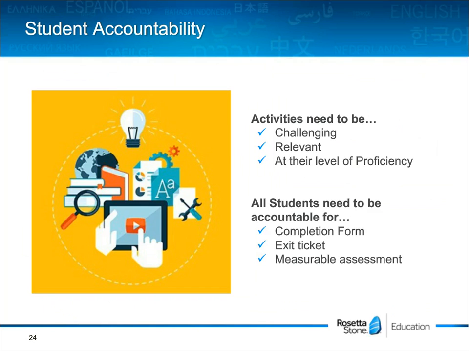I talked a little bit before about how important it is for student accountability. One of the ways that you can do that is through a completion form. Sometimes I print out something for the students, but it can be as simple as you have your students take out a piece of paper, write every member of the group's name on the paper. You write station 1, 2, 3, 4, 5, however many you have.